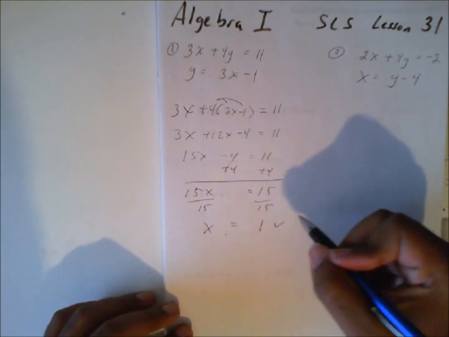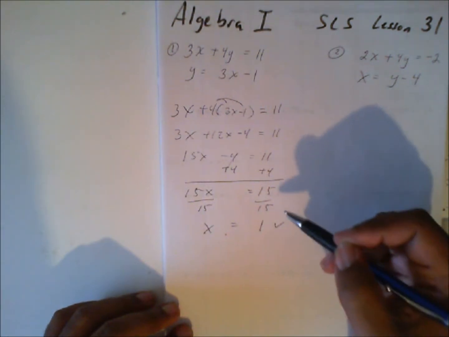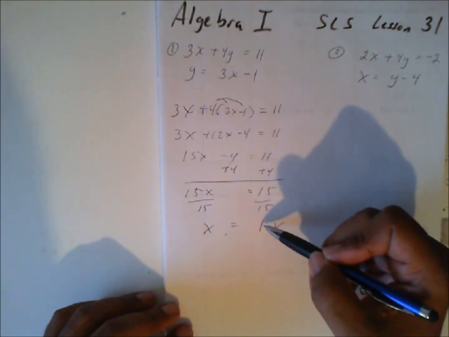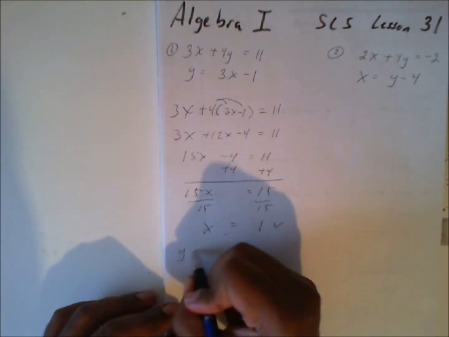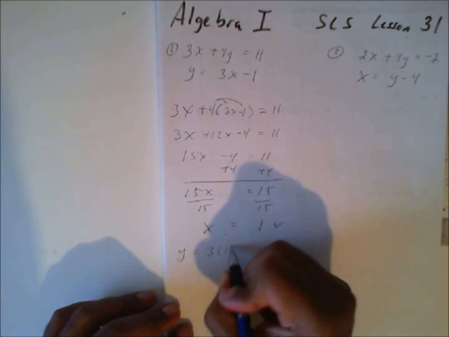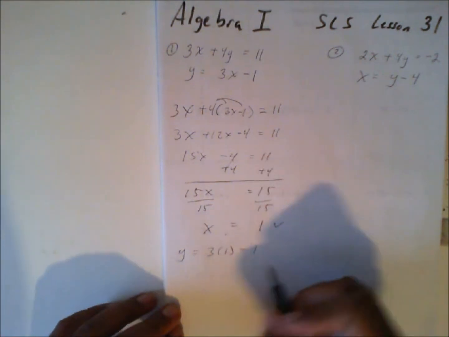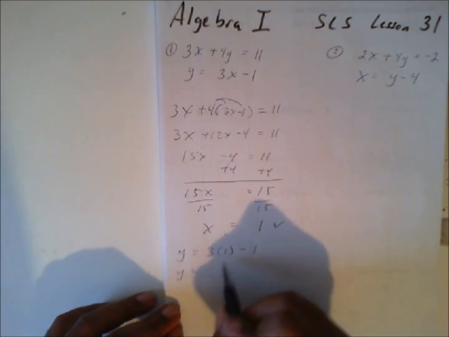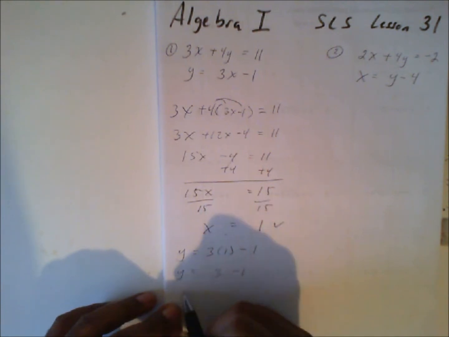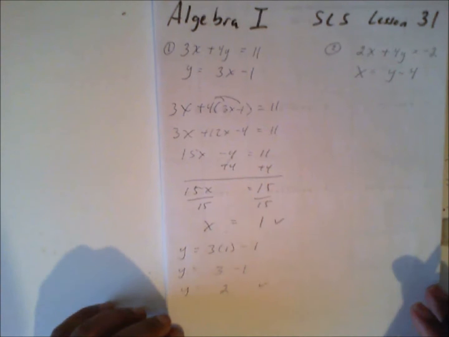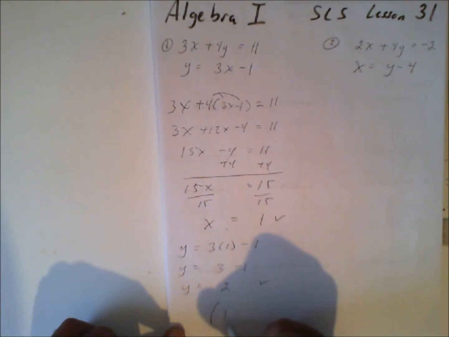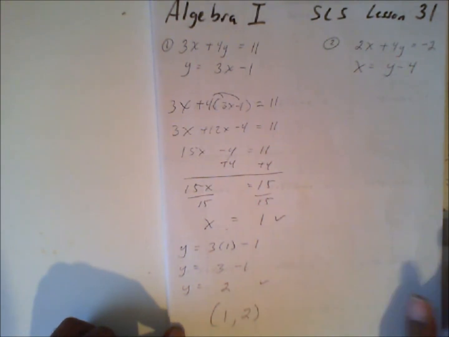Okay, so this gives us x. Now to get the y value, we're going to replace x here with 1. So we'll get y equals 3 times 1 minus 1. 3 times 1 is 3, and then 3 minus 1 is 2. So there's our value for y. So x is 1, y is 2.